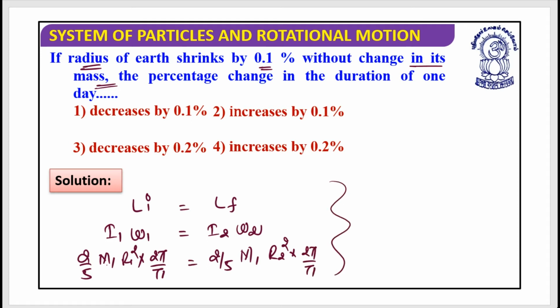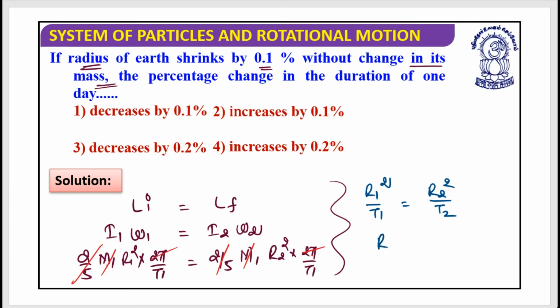So while doing this, 2 by 5 is cancelled, mass is cancelled, 2 pi is going to cancel. That means r1 square by t1 should be equal to r2 square by t2. I hope this is clear.